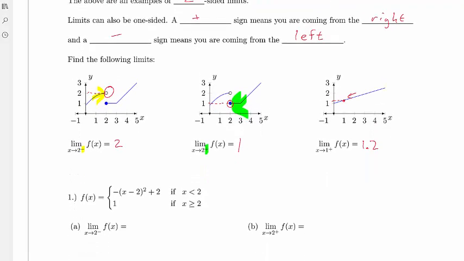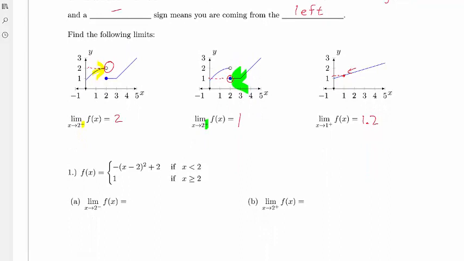Now let's look at evaluating a limit when we don't have a graph available, when we have this expression. And note, this simply means that if x is less than 2, then you use that expression. If x is equal to or greater than 2, then we're going to use this expression here.